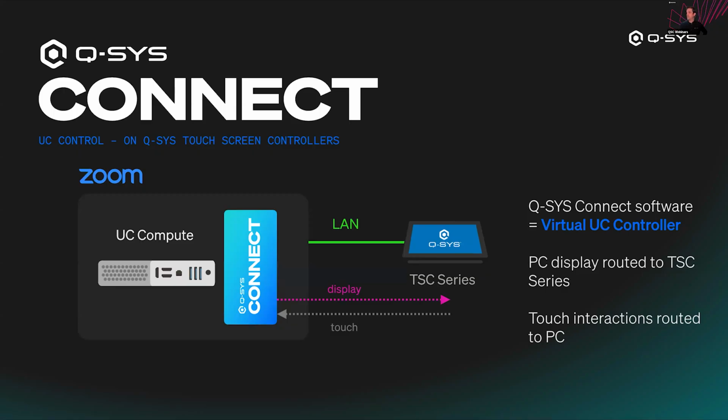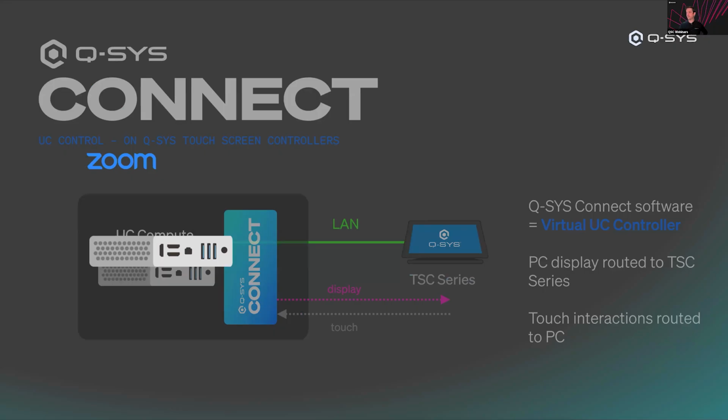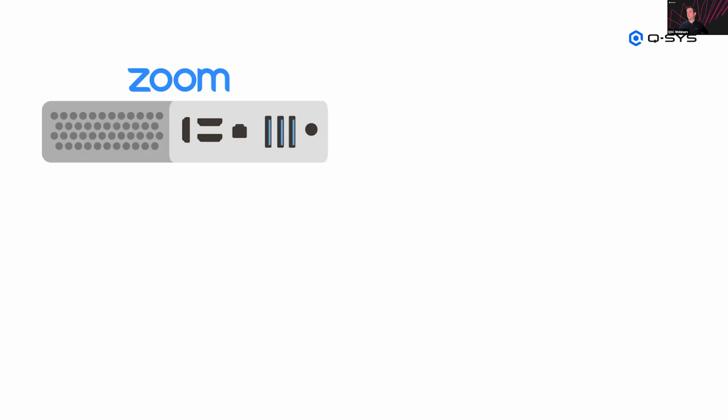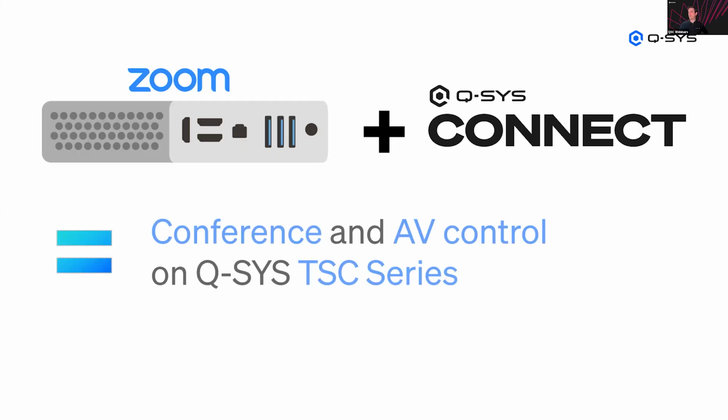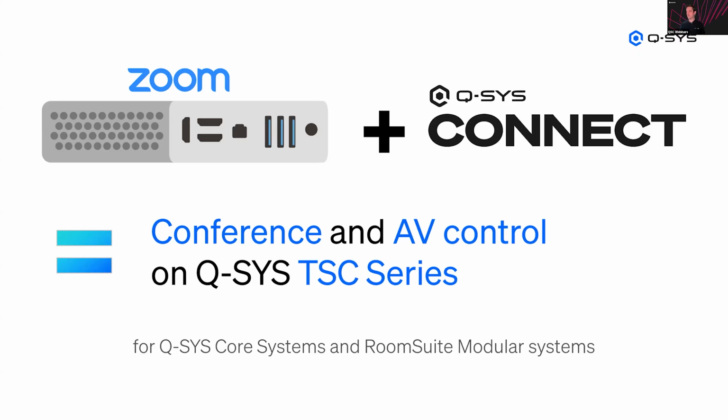PC display routed to TSC series, yeah. And then touch. It works just like a normal Zoom controller. Yep, that only works with Zoom. I just want to make that clear, that we can only be a controller over TSC through Zoom. With Teams, we still need to use the regular panel. It works for Q-SYS Core systems and RoomSuite.